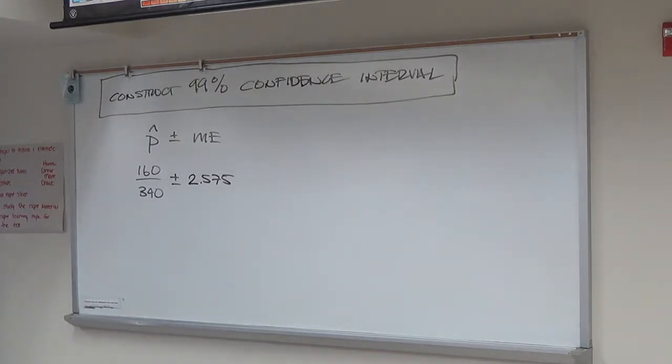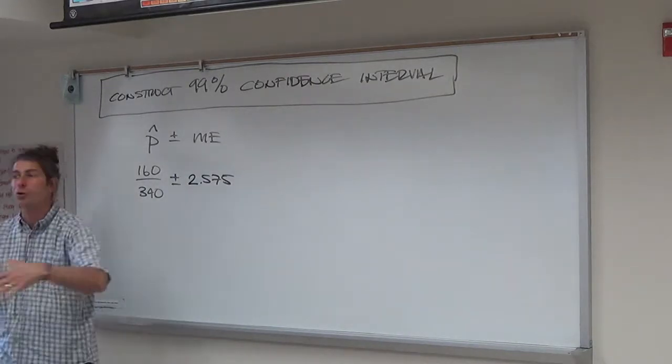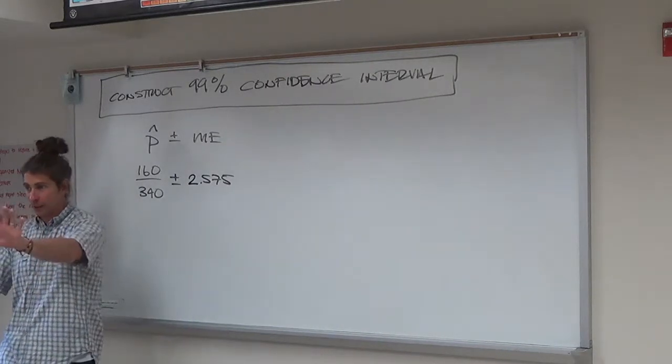How come it's not just 2? How come we kept using 2 back in 243? Why are we going to 2.575 now? Because Carly told me I had to. She said 99% confidence. We're not at 95, Emily. Okay? So you adjust this number based on how confident you want to be. We'll come back to why we want to change that momentarily.